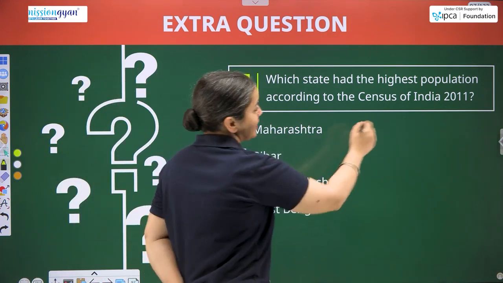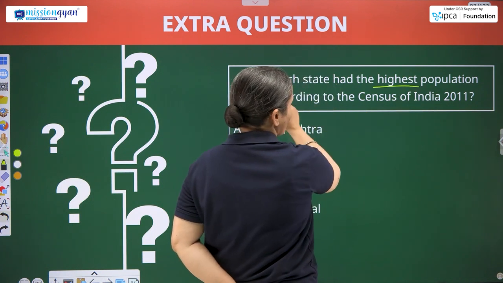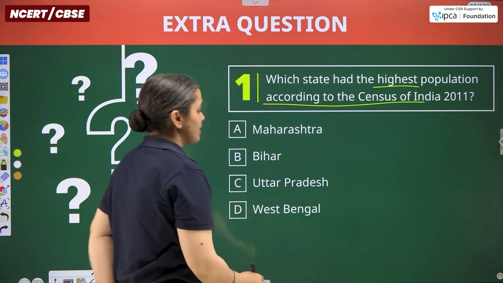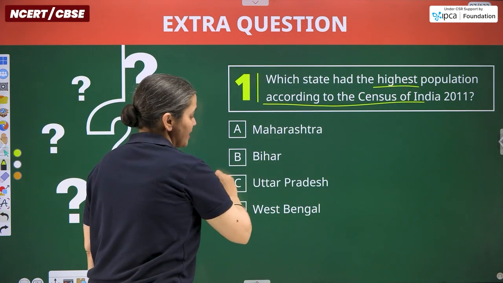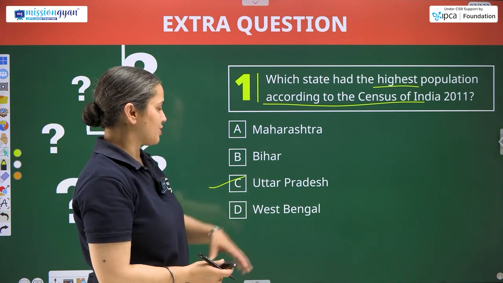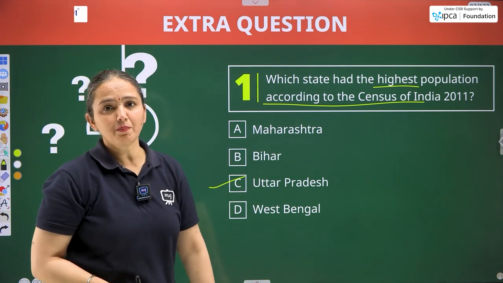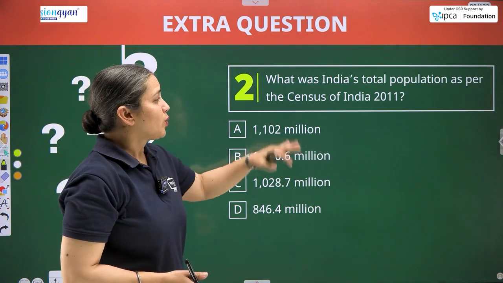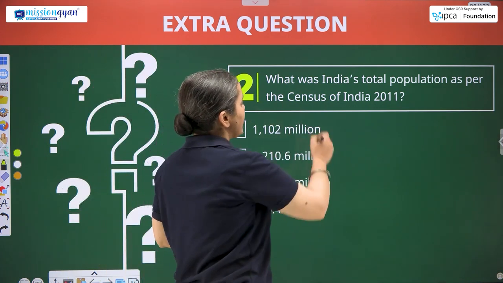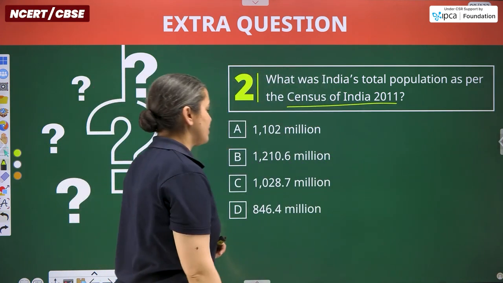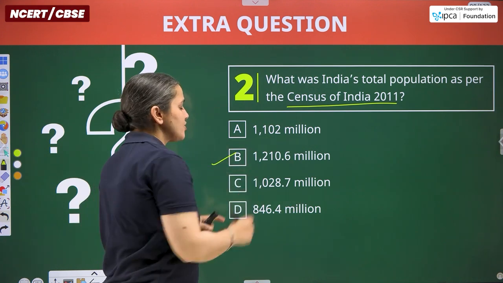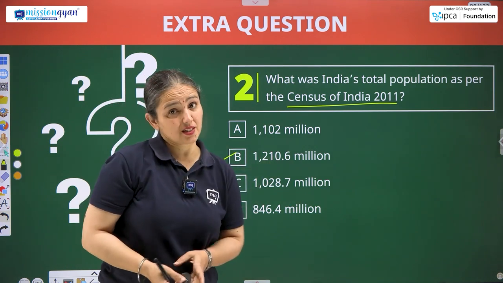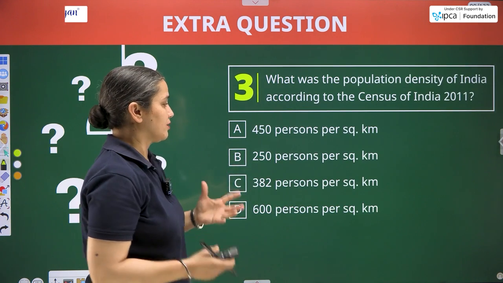Which state had the highest population according to the census of India 2011? We are talking about the highest population, so that was Uttar Pradesh. These regions too have high population, but not the leading one like Uttar Pradesh. What was India's total population as per the census of India 2011? So it was 1210.6 million people. Quite a good size.